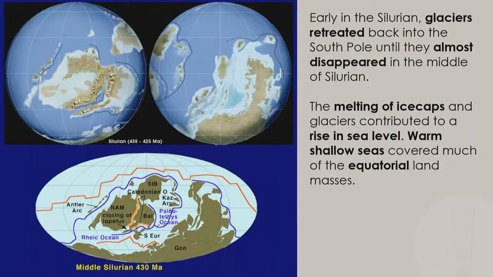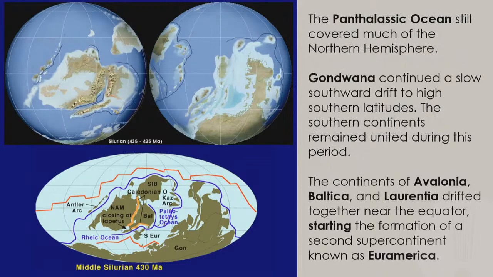The melting ice caps and glaciers contributed to a rise in sea level, and these warm, shallow seas covered much of the equatorial land masses. And this is important for creating habitat for these plants that have now evolved to live next to water on land. That ancient Panthalassic Ocean still covered much of the northern hemisphere.